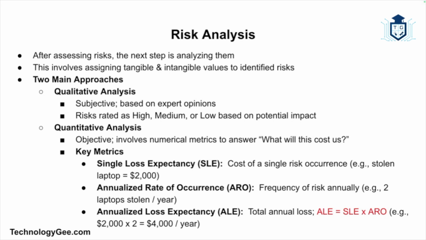And then we have the annualized loss expectancy. And this is the total expected loss per year, and it's calculated as follows. The annualized loss expectancy equals the single loss expectancy times the annualized rate of occurrence. So in our previous example, that will be $2,000 times 2, which equals $4,000 annually for our annualized loss expectancy. So basically, we expect to lose $4,000 a year off of stolen laptops.